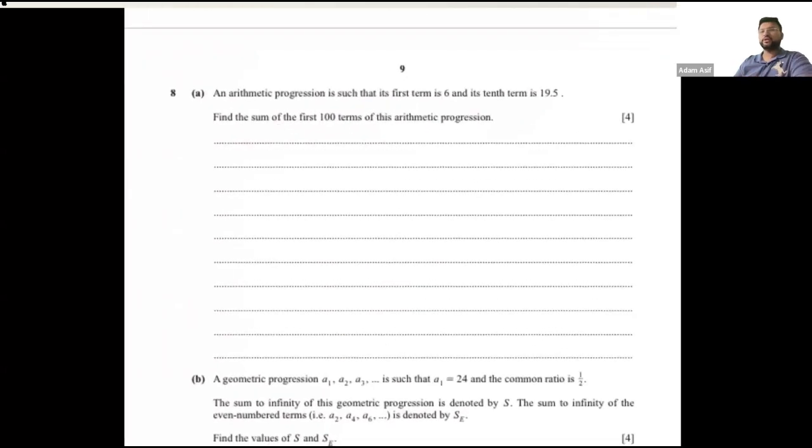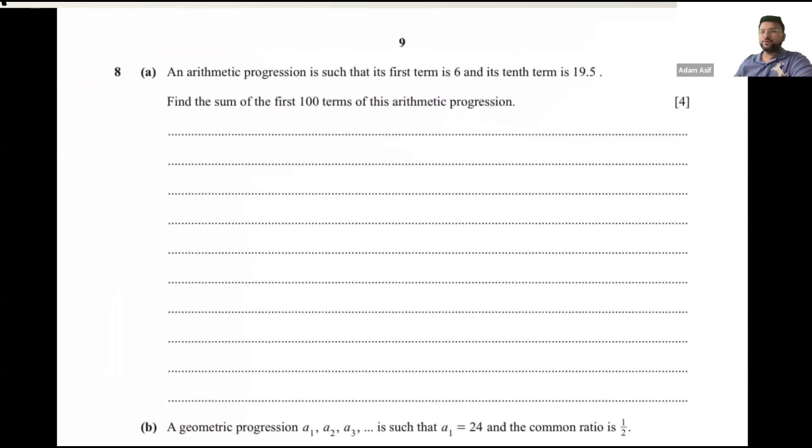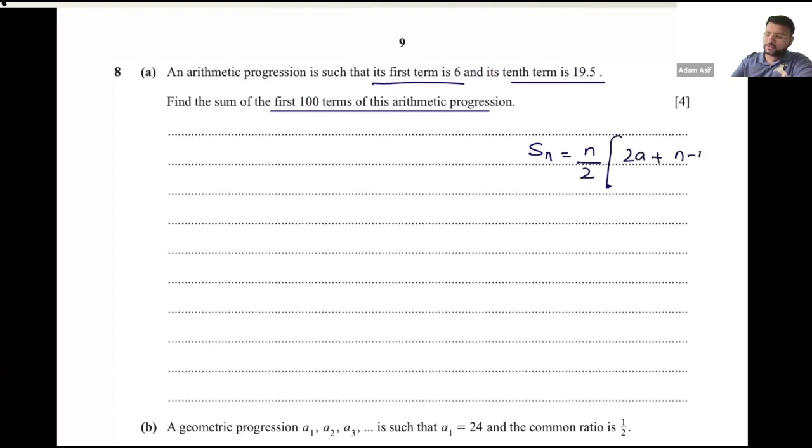Now, question number 8. An arithmetic progression is such that its first term is 6 and the 10th term is 19.5. Find the sum of the first 100 terms of this arithmetic progression. Arithmetic progression में Sn, the sum of the first n terms का क्या formula था? n/2 [2a plus (n-1)d]. ठीक है, now they are talking about the first 100 terms, तो n की वैल्यू हो जाएगी 100, a की वैल्यू 6 है, 10th टर्म क्यों दिया हुआ है यहाँ पे?